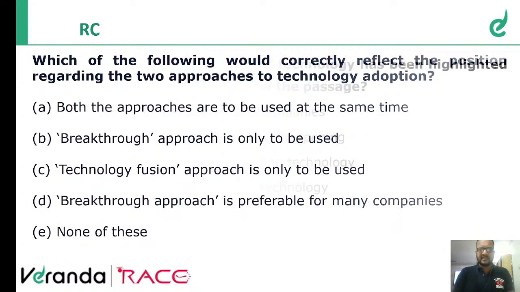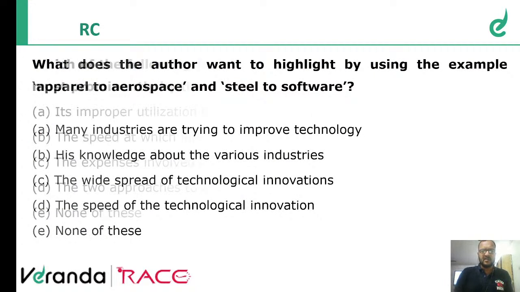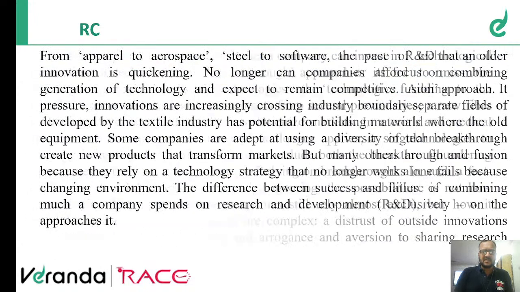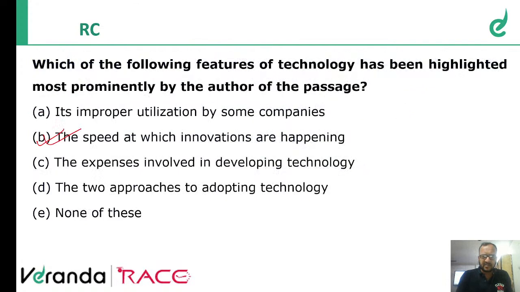Next, the third question. Let us see the third question. What does the author highlight by using the example apparel to aerospace, steel to software? Let's see the first line of the passage. From apparel to aerospace, steel to software, the pace of technological innovation is quickening. So this is the answer to the second question as well. This is the gist of the passage, that the pace of technological innovation is quickening. Let's go to the third question and the second question.